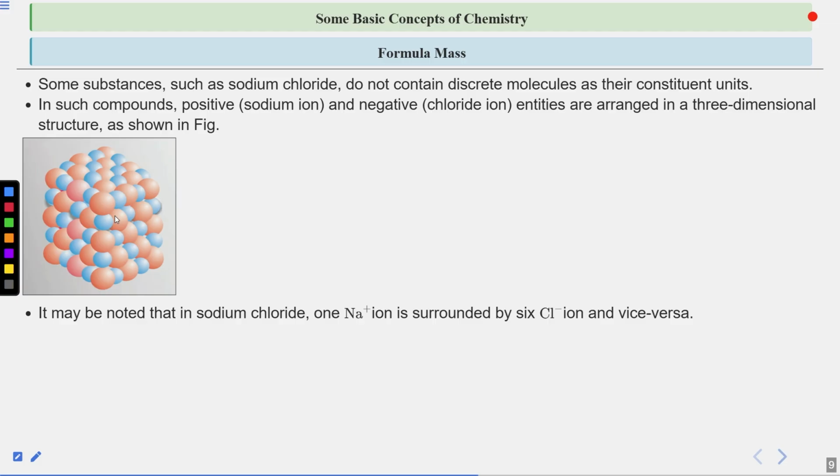Now here, 1 sodium plus ion is surrounded by 6 chloride ions. So this is basically the arrangement which has been described here. And the same thing can be said for the chloride ion, that it is surrounded by 6 sodium ions. In this entity, you can clearly see that we don't have the existence of a molecule. Instead, it is a formula unit.